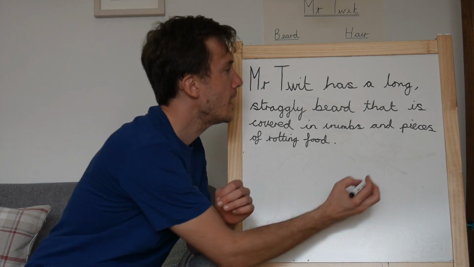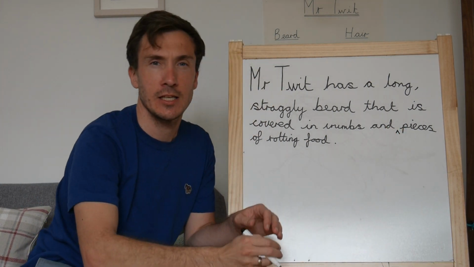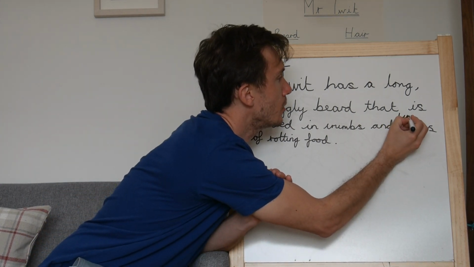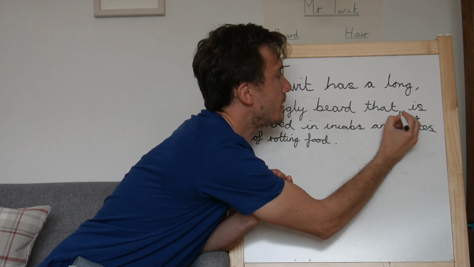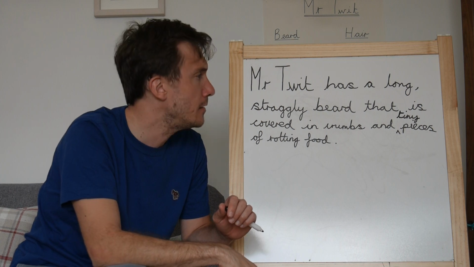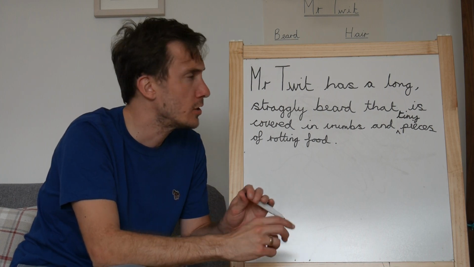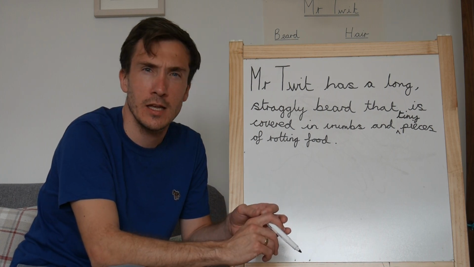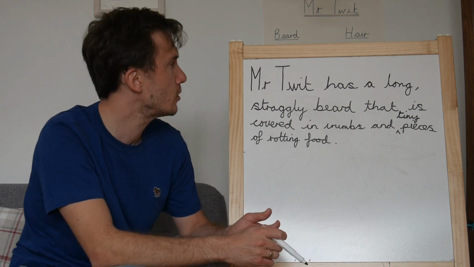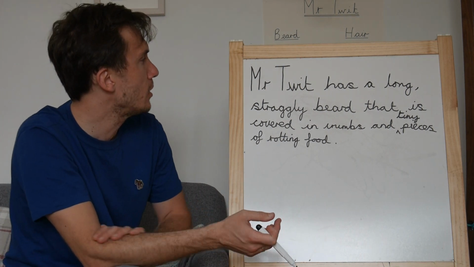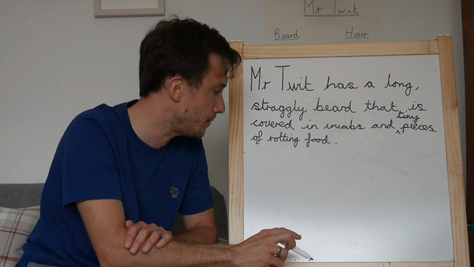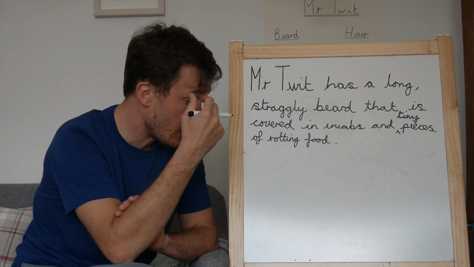Now I think here I might add an adjective. I might say tiny. And tiny pieces of rotting food. Now as you're writing, you might decide that actually you want to add something to it. And you can do that quite easily, just as I have. Sometimes you'll just think, you know what, I'm going to add something there. But anyway, that's quite useful. So Mr Twit has a long straggly beard that is covered in crumbs and tiny pieces of rotting food. Full stop. Now I'm going to move on to his hair.